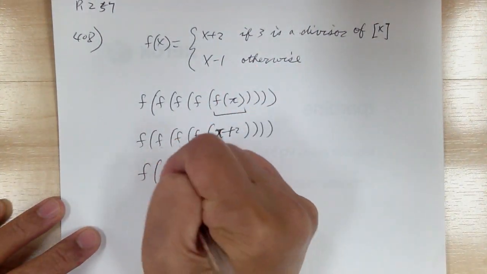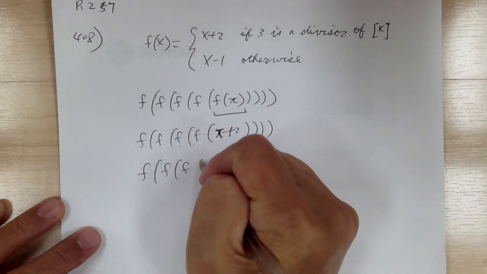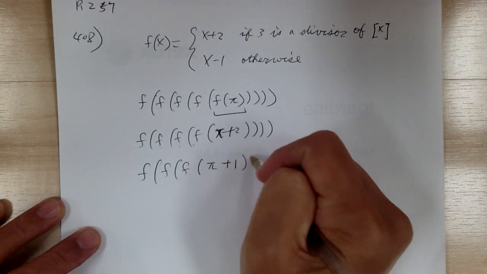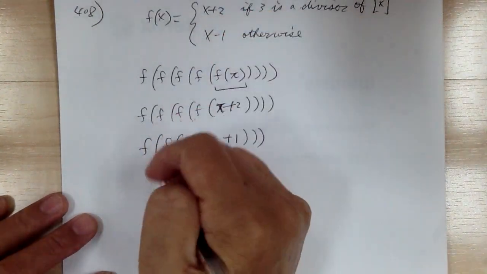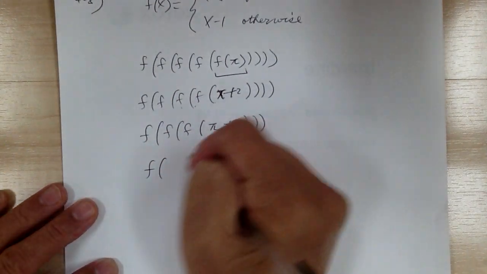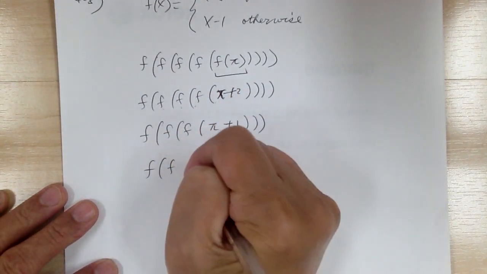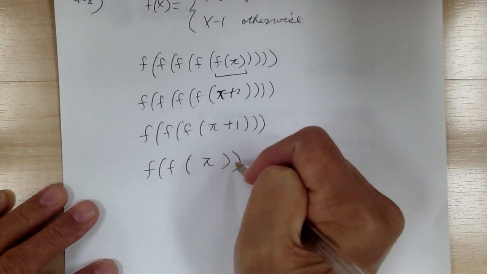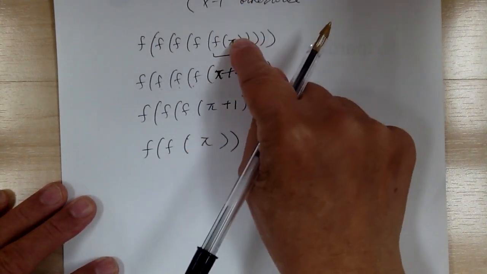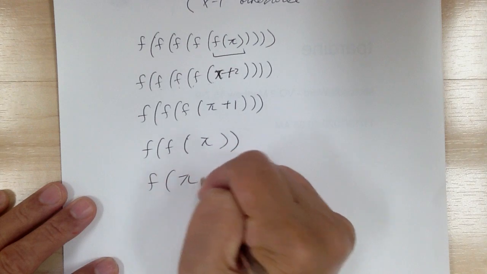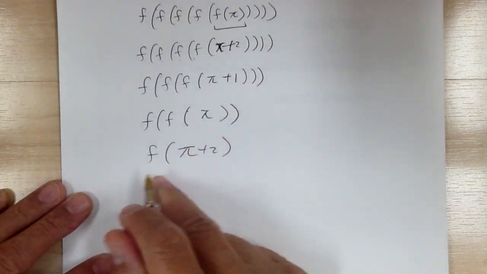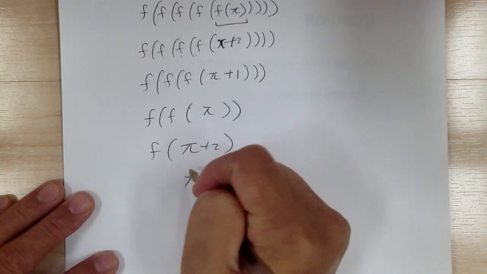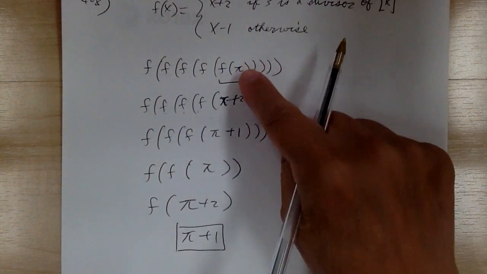So this becomes f of f of f of, this becomes pi plus 1. And then again, it's no longer true, so it becomes minus 1 again. So this becomes pi. And now it jumps back to this again, so it becomes f of pi plus 2. And for f of pi plus 2, you have to use this one, so you have to minus 1, so pi plus 1. Okay, and that's it. So you kind of have to do it step by step.